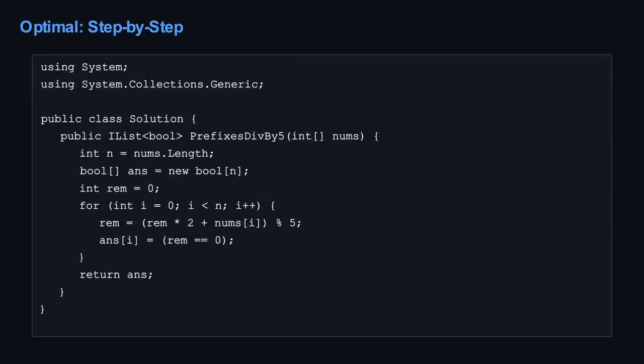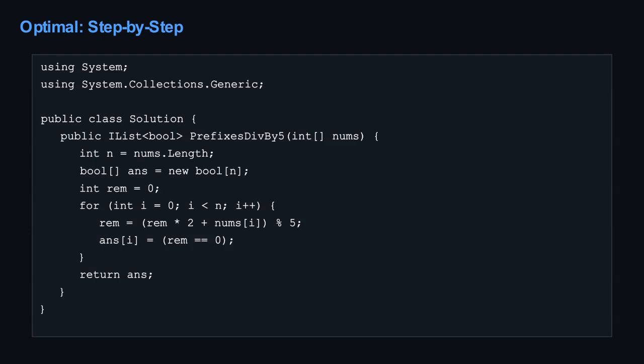Let's trace this with the input 0, 1, 1. We start with an empty prefix, so our running remainder is 0. For the first element, which is 0, we calculate 0 times 2 plus 0, modulo 5, which is 0. We add true to our result. Next, for 1, our current remainder is 0. We calculate 0 times 2 plus 1, modulo 5, which is 1. We add false to our result.